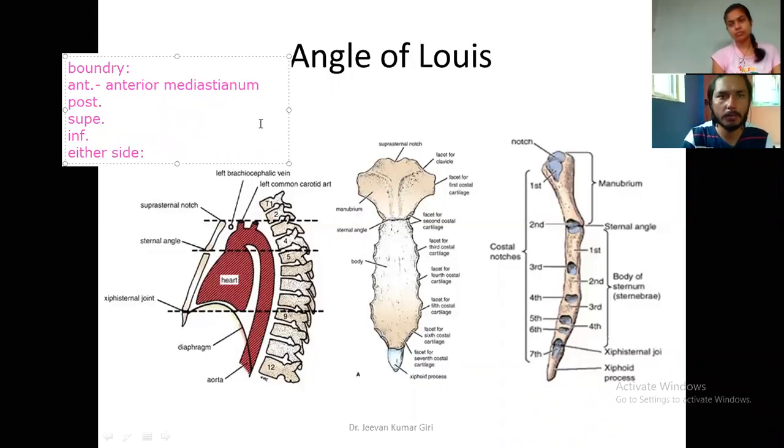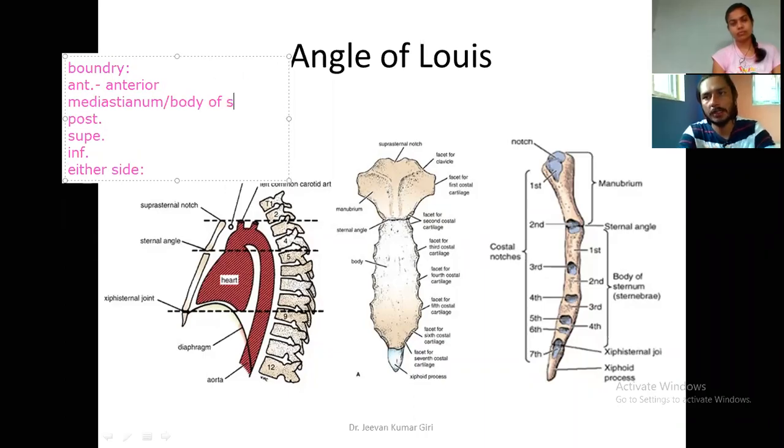So in some books you will find directly that the anterior boundary is the posterior surface of the body of sternum. Okay, directly you can write the body of the sternum also, or anterior mediastinum. All the structures in the anterior mediastinum form the anterior limit for the middle mediastinum. See here, anterior mediastinum and its content, or directly the body of sternum.